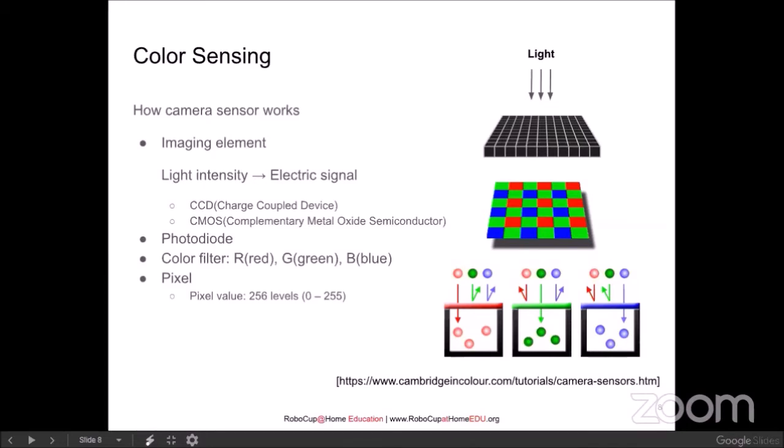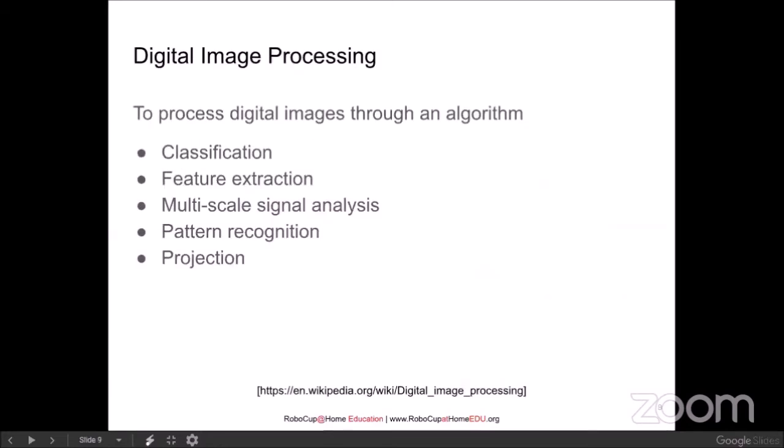Okay, so you can read more from the reference that I put there, the detail. I just told you the very basic thing about how this color sensor works. This is the imaging sensor in your camera to get the information of the light. Once we have the distance information and the color information, which is the images, then we can do digital image processing.